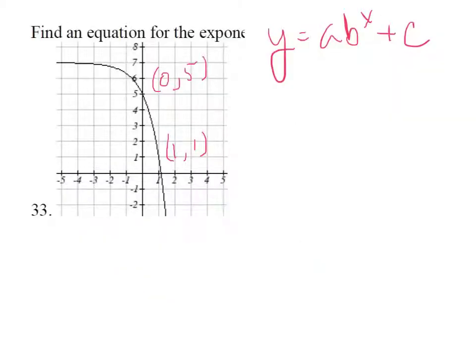So for this function, they aren't telling us the base. I found some points. I found the y-intercept is (0, 5). I know it goes through the point (1, 1). And I'm also noticing that it's been reflected and shifted up 7, because the y-intercept is normally around the x-axis, right? So now it's up here at y equals 7. So I know that the plus c is going to be 7. So plus 7.